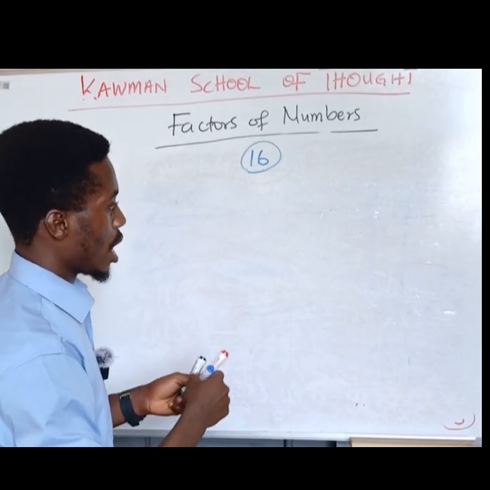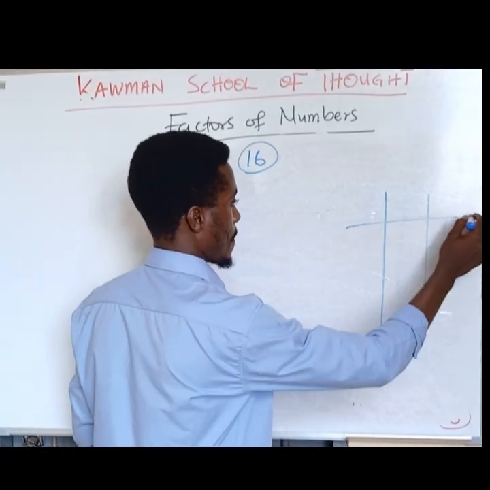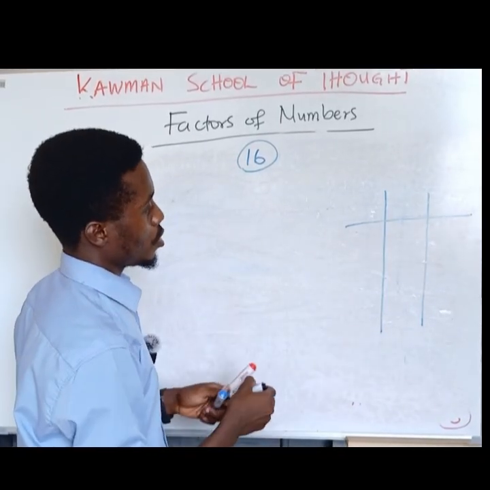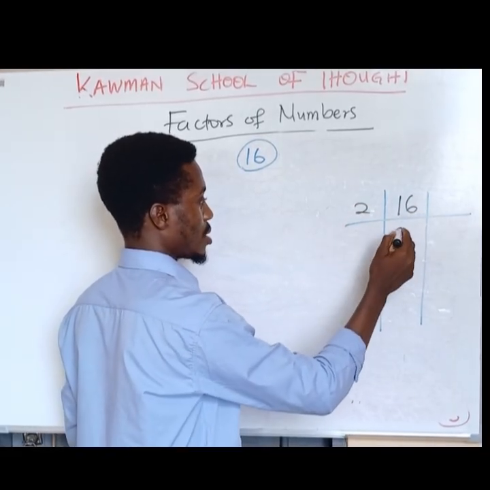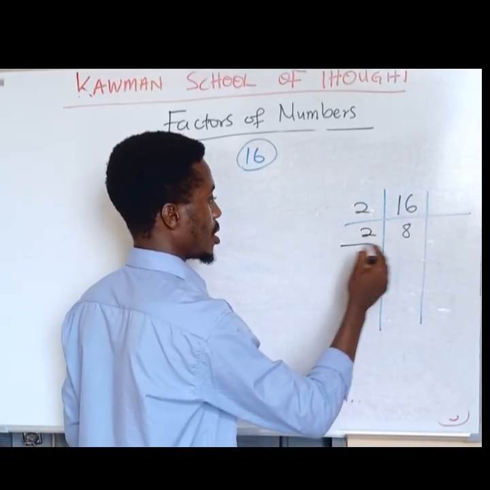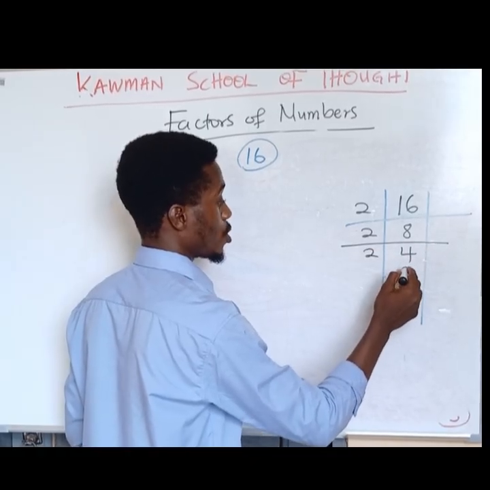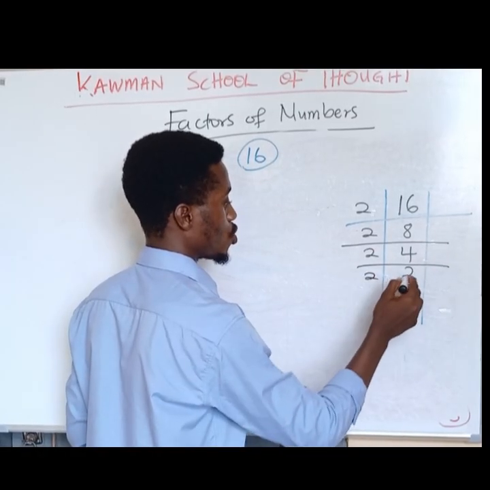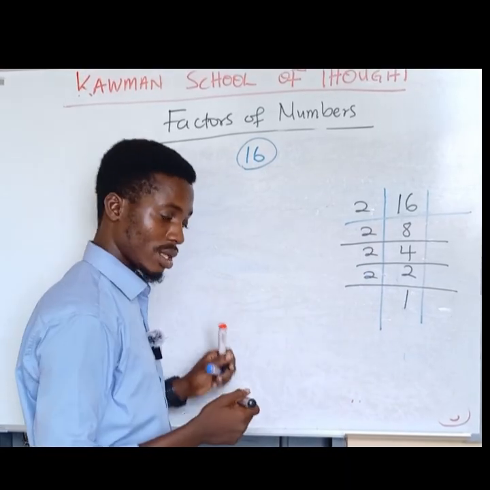So then we go, our table method. Write our 16. 2 goes into 16 how many times? 8 times. 2 goes into 8 how many times? 4 times. 2 goes into 4 2 times. 2 goes into 2 once. Alright, so like I said, these are the prime numbers I'm going to be using.